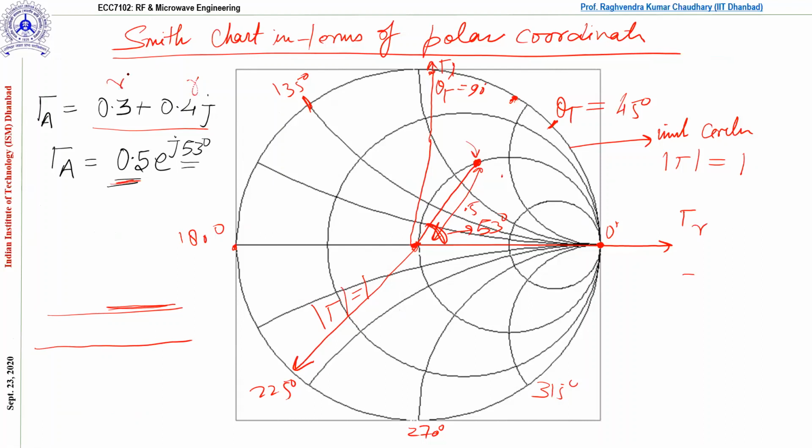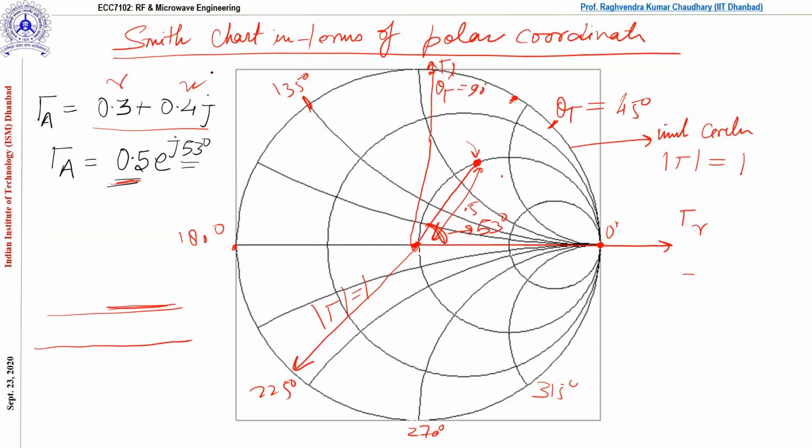Even you can do it another way: this is the r value and this is the x value. You need to find the circle of r equal to 0.3 and the x circle of 0.4. So please try to download the Smith chart, correct? I'll show you these things in detail in the next class also. What you can see in this Smith chart is that different r circles of different values and different x circles of different values will be there, correct? It is mentioned over the Smith chart.